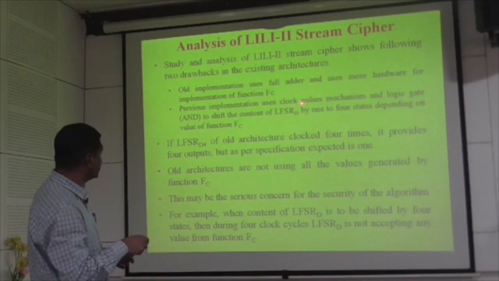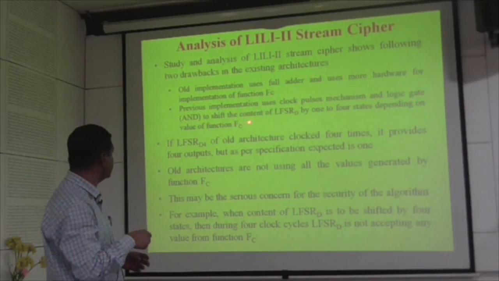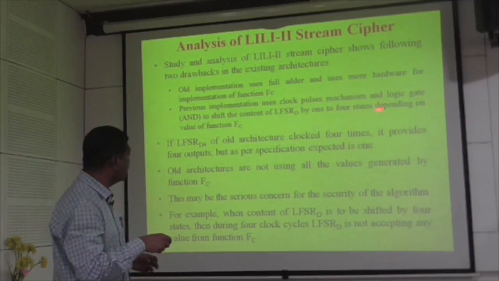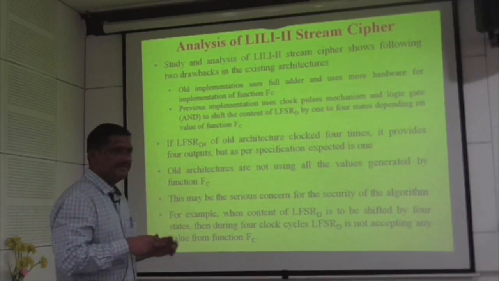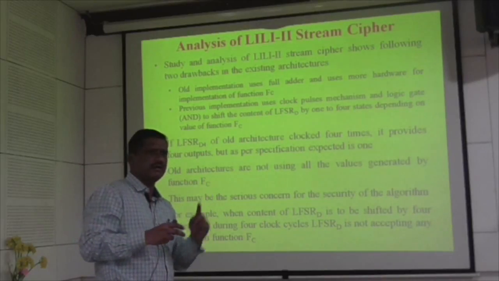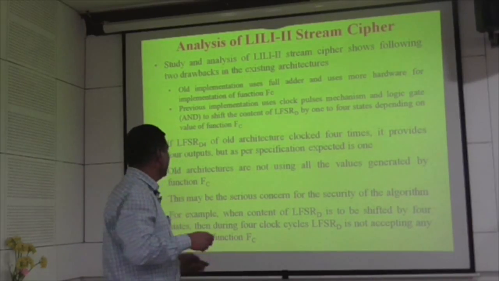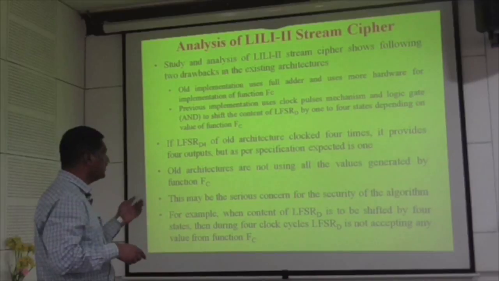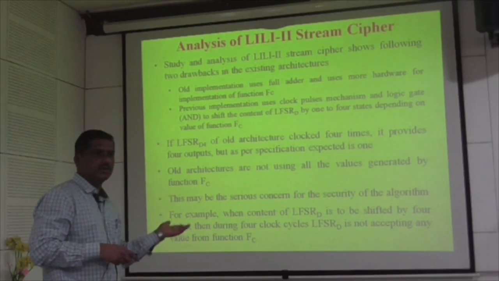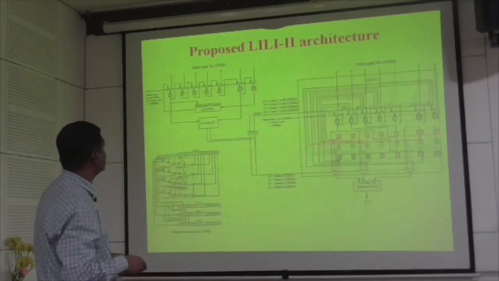And the previous implementation uses a clock pulse mechanism and logic generate, that is LFSR D, that is 4 states depending on the value of the function FC. Here we have two things: one is a regular clock and another is an irregular clock. For that particular case, they are using two different clocks, and it might not be good as far as high speed architectures are concerned.